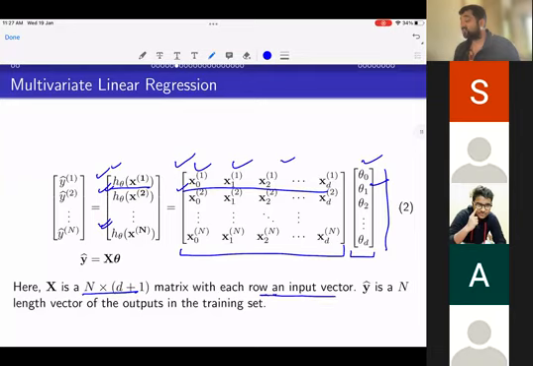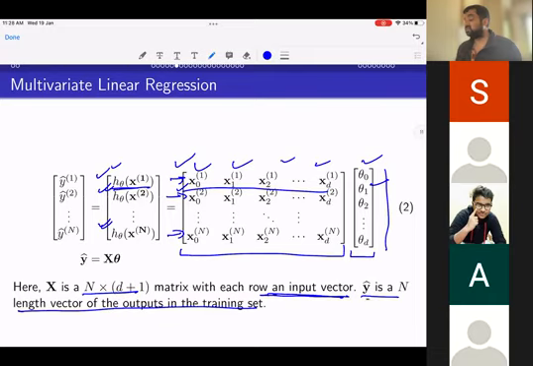Each row is an input vector. What do we mean by input vector? That is the short term or notation for the input data in vector form. Input data is x, because your h theta takes x as the input. So these are all connected, and that's why it is called an input vector. So each row is one input vector: this is the first data, this is the second x, and this is the last, nth x, right? Y hat is an n length vector of the outputs in the training set.